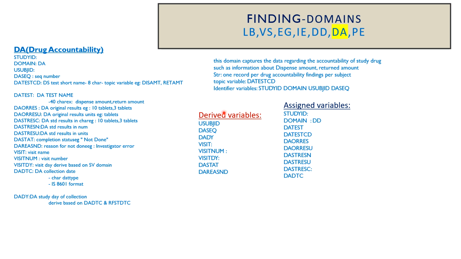In DA domain, these are the derived variables and these are the assigned variables. Assigned variables will capture the data from source data. For derived variables, we need to write the code. Unique subject ID we know, sequence number we know, and study day we know. Visit num and visit name will be derived based on SV domain. Then status and reason not done, we know how to create.